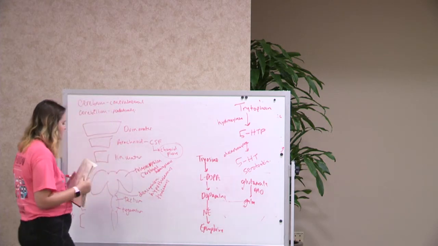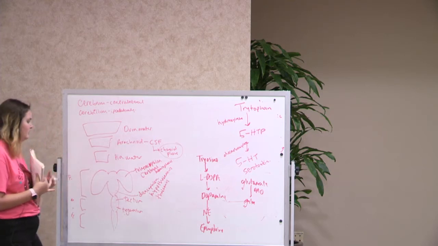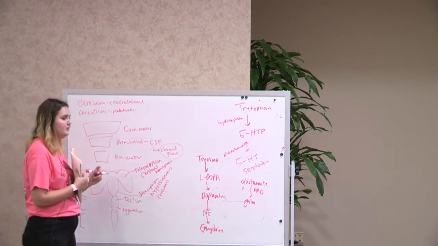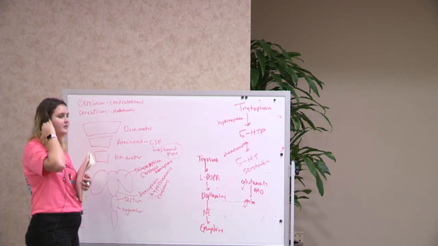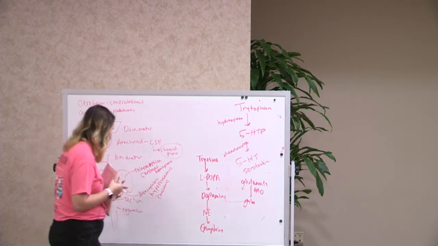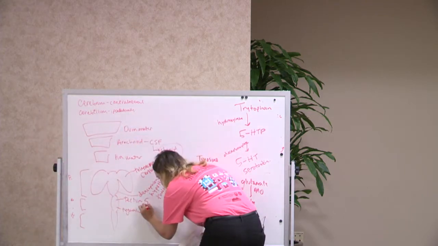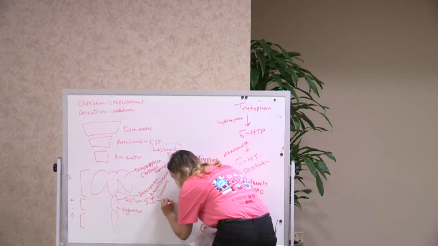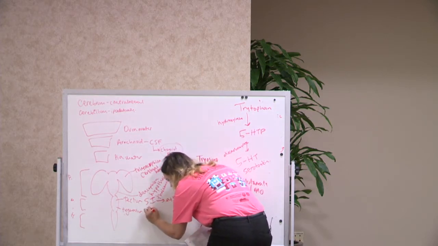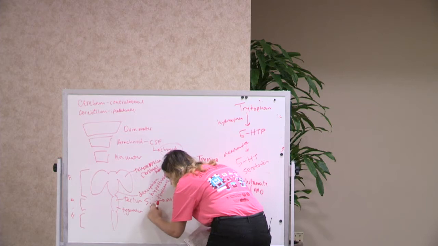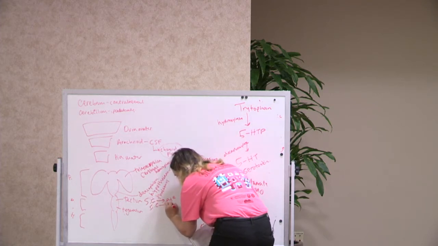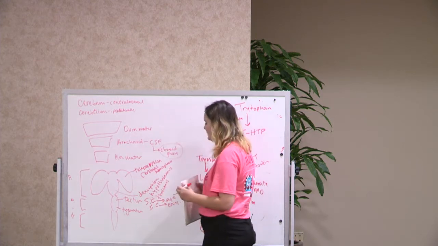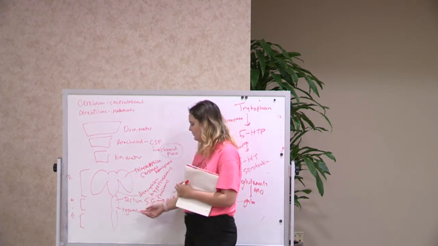Your tectum is composed of your superior colliculus and your inferior colliculus. Your superior colliculus is your eyes, and your inferior colliculus is your ears. And I always remember that as superior is above your ears. So I'm just going to write superior colliculus, eyes, inferior colliculus is your ears. Your tegmentum is mainly for movement.